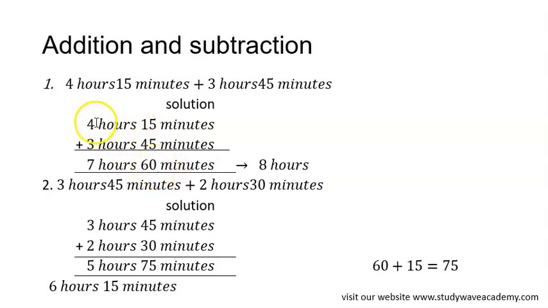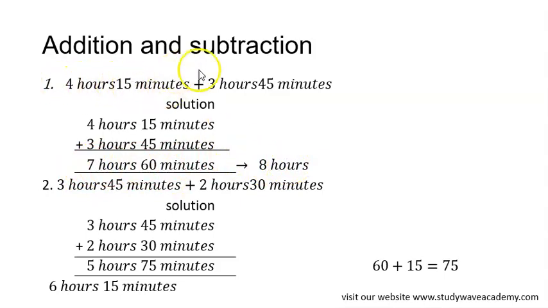Then we'll go over to add the hours. 4 plus 3 is going to give you 7. So we have 7 hours 60 minutes. Remember, 60 minutes makes how many hours? 1 hour. So we can add the 60 to 7 hours. It's going to give us 8 hours.